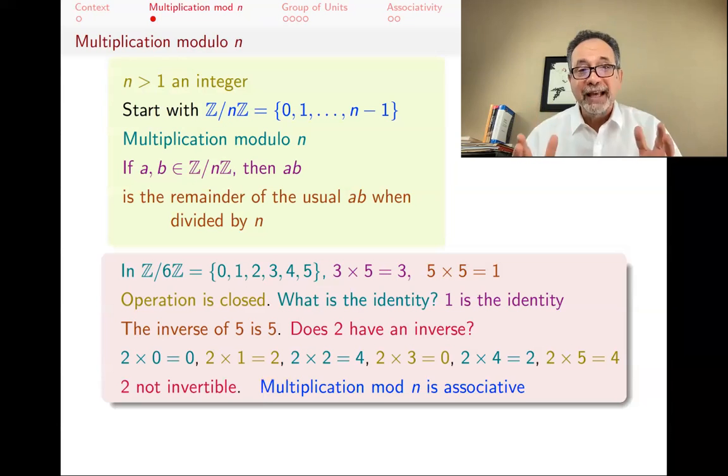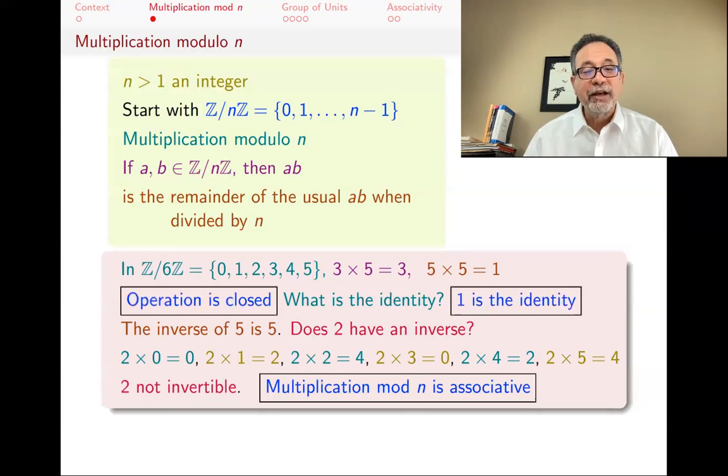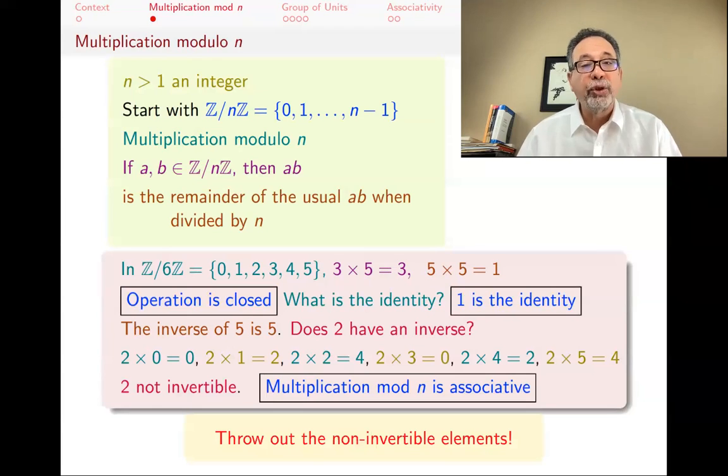A group is a set together with an operation with 4 puny properties: closure, associativity, identity, and inverses. In this case, we have 3 of them. We don't have inverses, and that's a problem. And so we need a hack. And the hack is to throw the non-invertible elements out, and that happens to work.